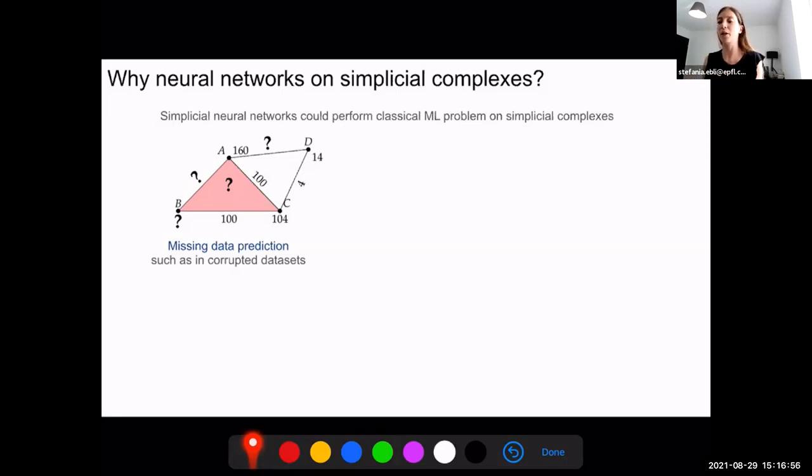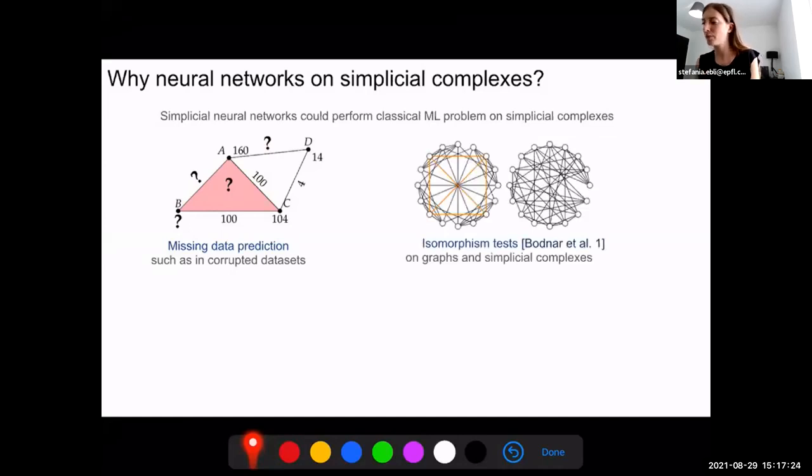One of these could be missing data prediction. Imagine you have a simplicial complex with some data on it, and one doesn't know the data on some of the simplices. A neural network on simplicial complexes might exploit the simplicial structure, process the data on the simplices, and could be trained on the task of predicting what the values on these simplices are.